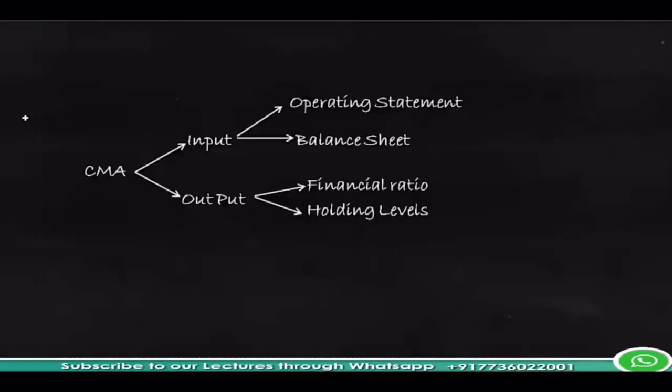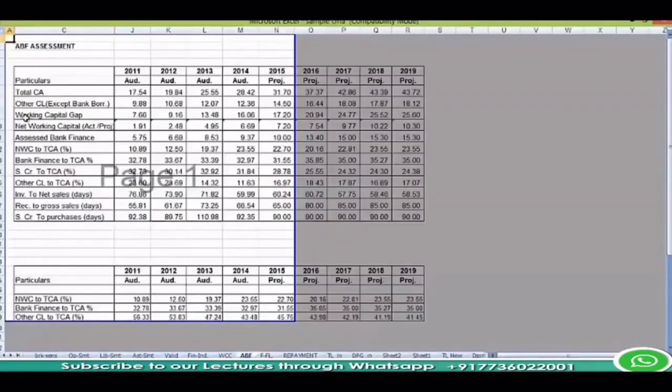Then the next output would be the ABF statement. ABF is nothing but assessed bank finance. This statement could tell the bank what could be the possible borrowing requirement for the customer for working capital. This statement is called the ABF statement. This statement would take the information from the balance sheet, and finally it would do some calculations and tell the bank what could be the assessed bank finance. So what is the eligible working capital finance for this particular customer.